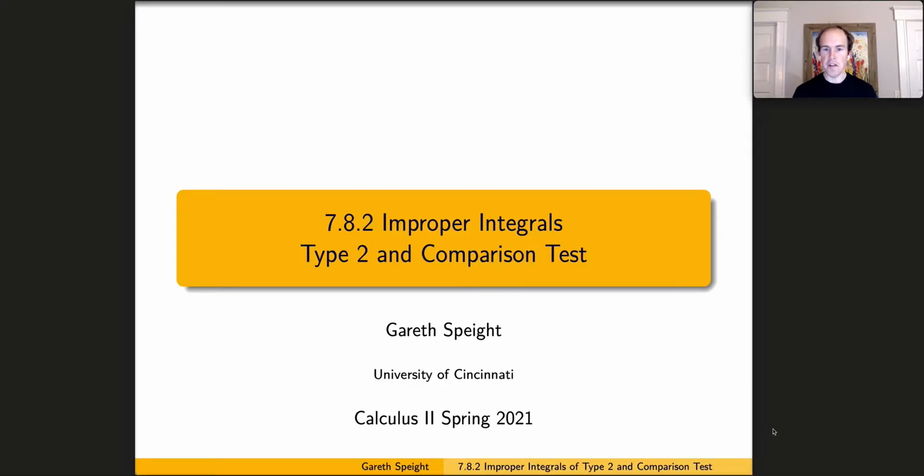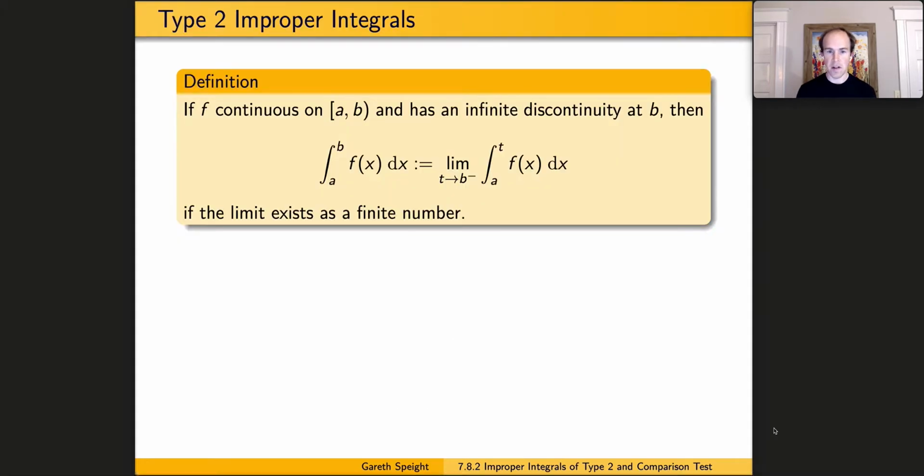Hello everybody. So in the last video, we looked at improper integrals of type 1, which were integrals from a to infinity or minus infinity to b and so on. So that was when the graph of the function extended infinitely far in the horizontal direction. So now we're going to look at improper integrals of type 2, which is when the function has an infinite discontinuity somewhere in the region where we're integrating. And this is when the graph of the function goes infinitely far in the vertical direction. Okay, so let's see how it plays out.